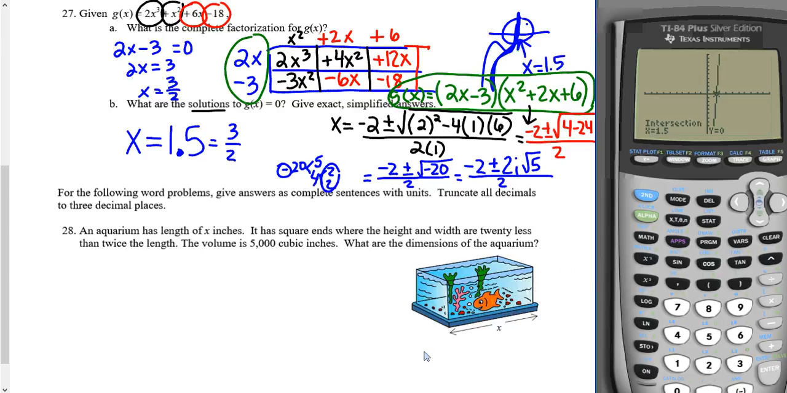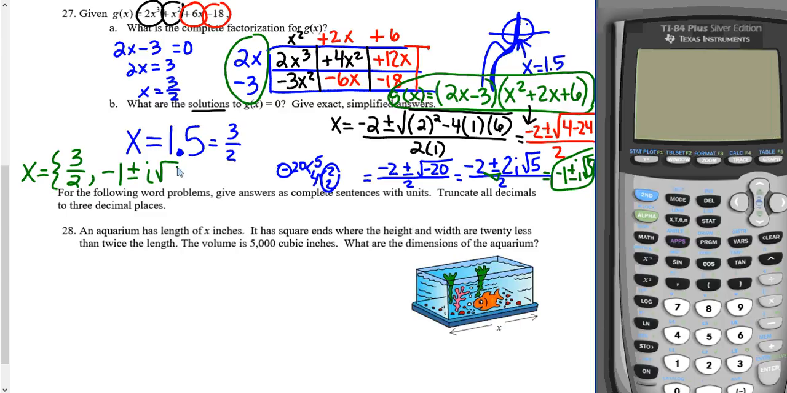My final step of simplifying here, all of these are divisible by 2. So that would be a -1 plus or minus. These 2's would reduce out, and I have i square root of 5. Oh my goodness, sorry, that's not the prettiest. So let me come back here and rewrite my answers all together. How about x equals 3/2 or 1.5, I don't care how you write it. And then the other two, -1 plus and minus i square root of 5.